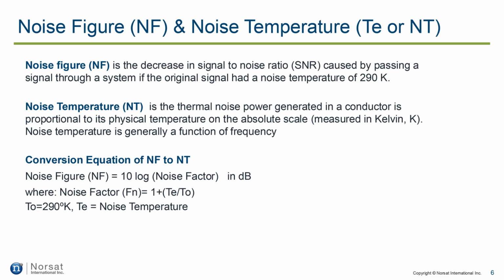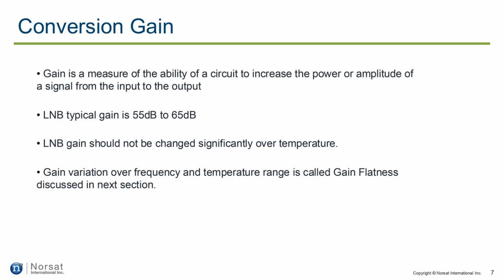Both parameters are considered a loss, and there is a formula to convert noise figure to noise temperature and vice versa. For some specifications, noise temperature is used, especially for C-band LNBs. Another parameter is the conversion gain. Gain is a measure of a circuit to increase the power or amplitude of a signal from the input to the output.